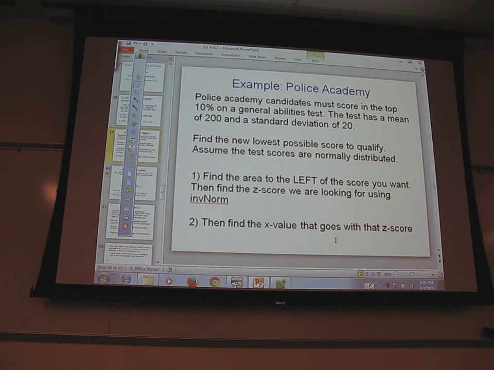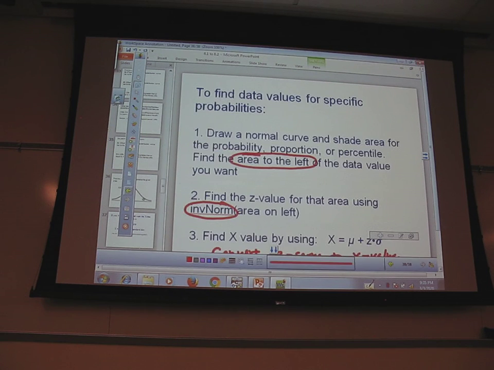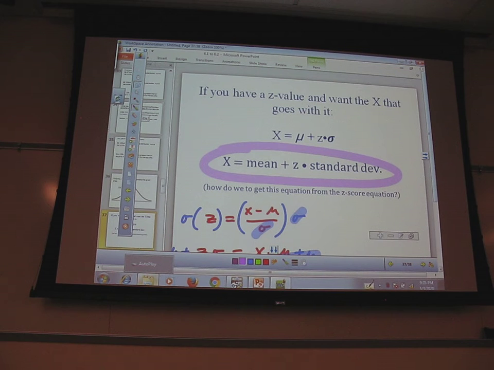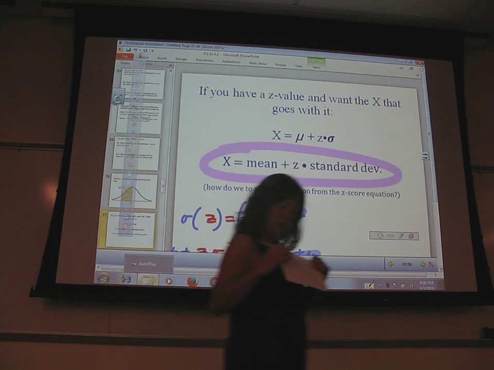So here's an example. Oh, did you guys see this other part here, the one below that? You need this also. Do you have a z value and what the x that goes with it? In words, your data value, your x, equals the mean plus your z times the standard deviation. Write it, think it, understand it, hopefully.